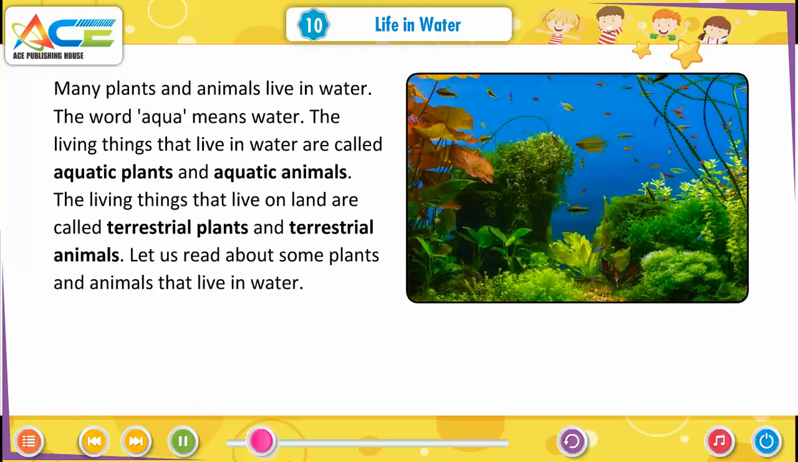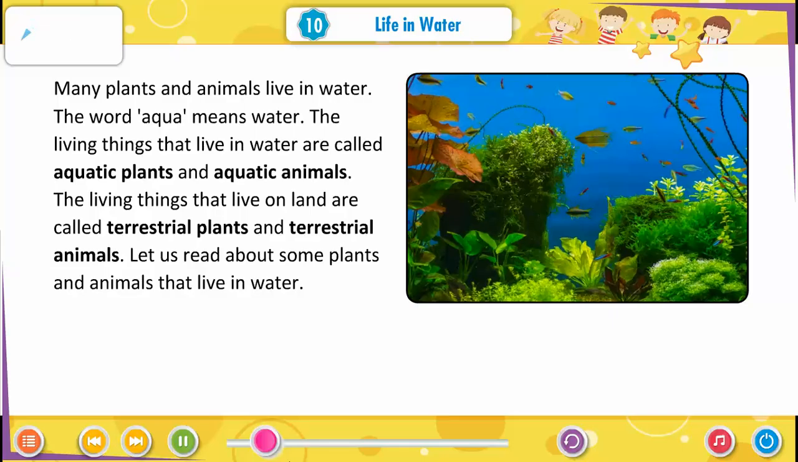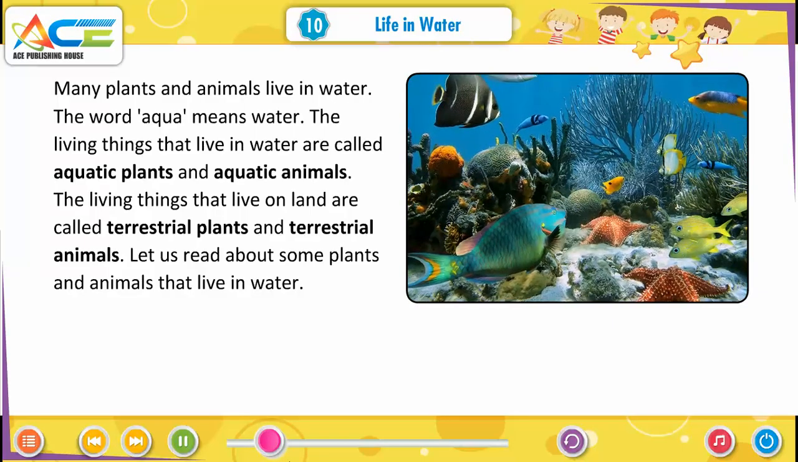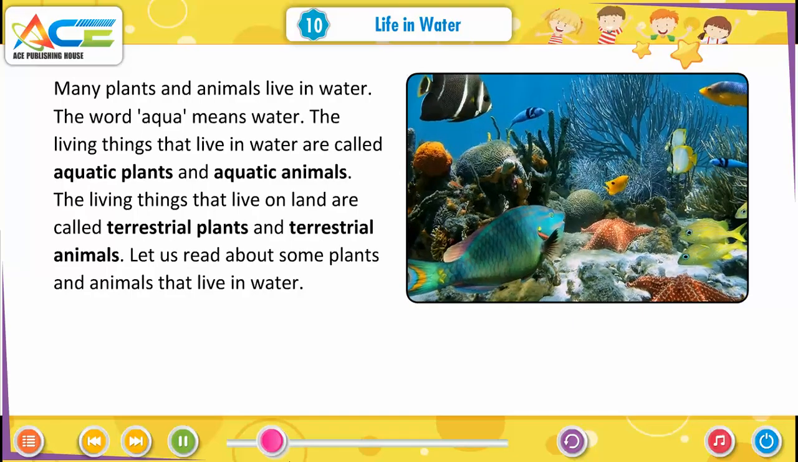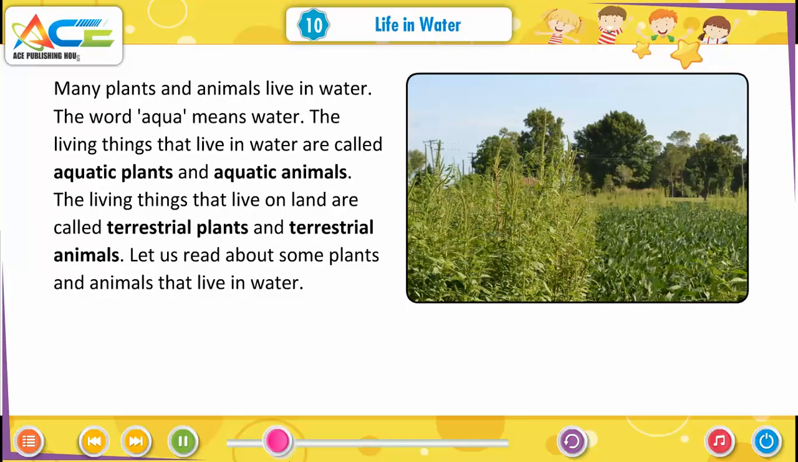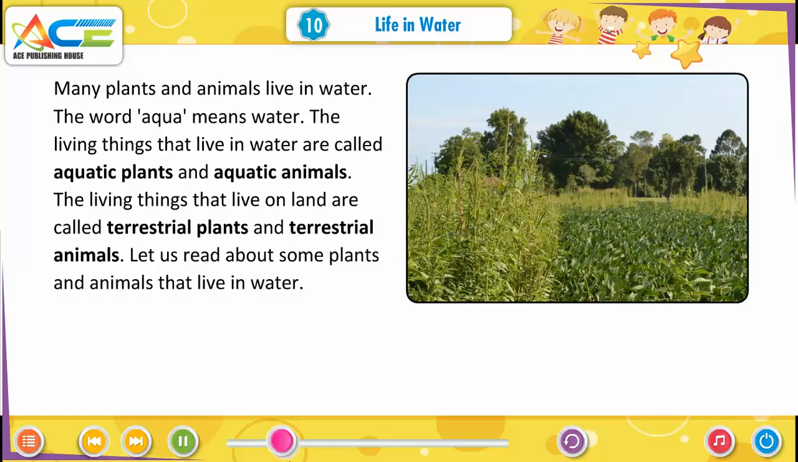Many plants and animals live in water. The word aqua means water. The living things that live in water are called aquatic plants or aquatic animals. The living things that live on land are called terrestrial plants or terrestrial animals. Let us read about some plants and animals that live in water.